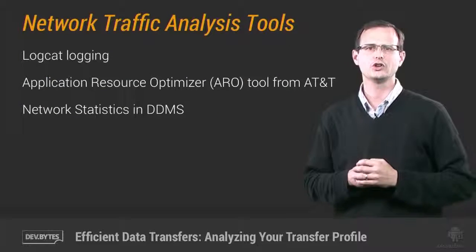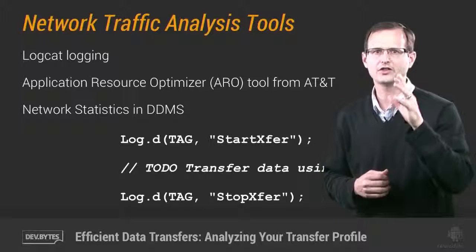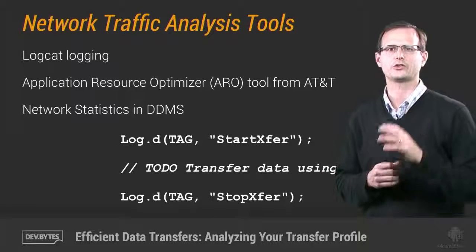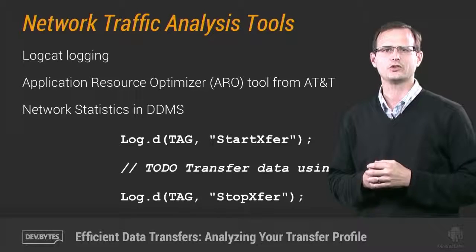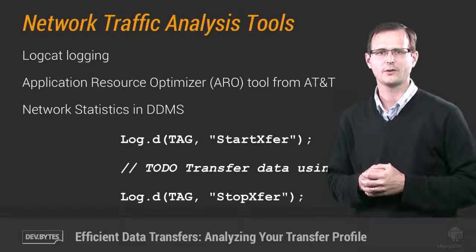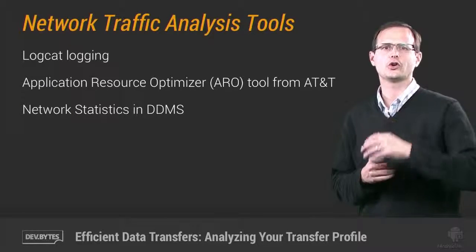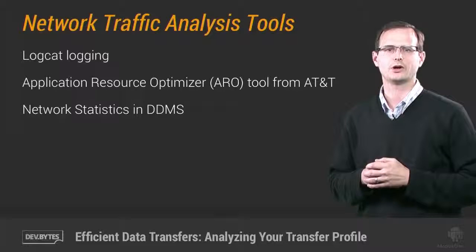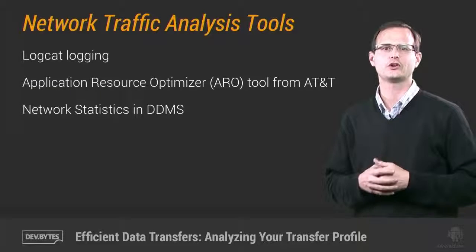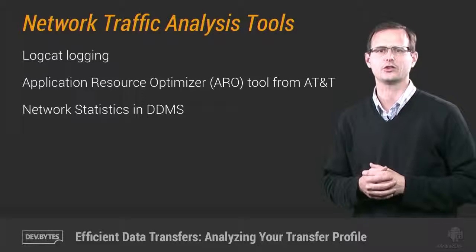There are several tools you can use for this. Most simply, you can use Logcat to generate log entries that define the timing information of your network requests at their start and endpoints, and then use the exported log file to graph the output using the graphing tool of your choice. If you'd like someone to handle that graphing step for you, AT&T offer the open source application resource optimizer, or ARO tool, that will generate the pretty graphs and even overlay the battery state model, as well as providing you with specific recommendations based on their analysis of your app.